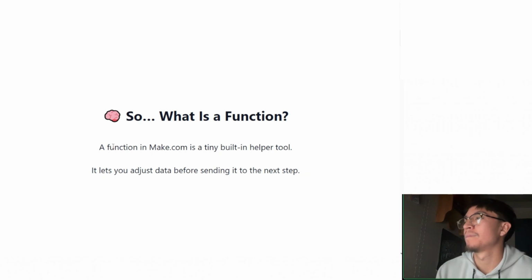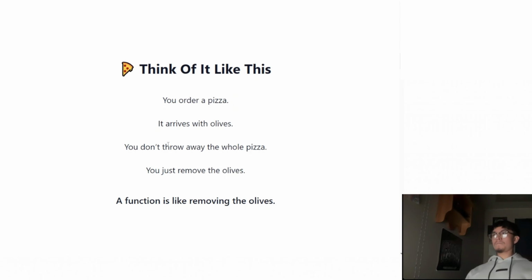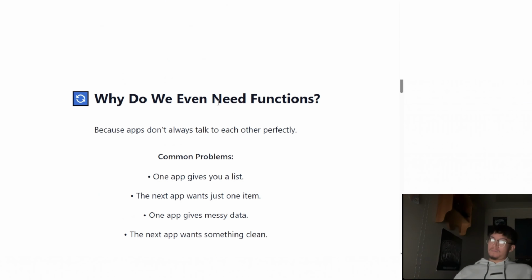So what is a function, right? A function in Make is a tiny built-in helper tool that is going to let you adjust data before sending it to the next step. It's going to let you play with those pieces of information. So think about it like this, right? You order a pizza, and you don't want olives on the pizza, okay? You want to remove the olives. You're not going to throw away the whole pizza to do that, right? You want something that just removes the olives. So a function in this example is something that we use to remove just the olives because we want to work with specific things that are in the big package. Does that make sense?